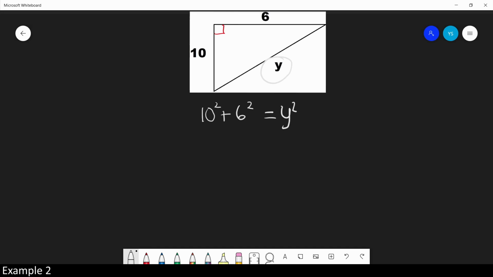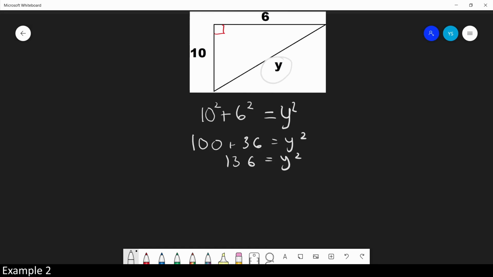Just like before, we have now an easier equation that we just need to work out. So 10 squared is 100. And 6 squared is 36, so 36 is equal to y squared. And then simplifying that, 100 plus 36 is 136 is equal to y squared. And then once again, you have to square root at this point.